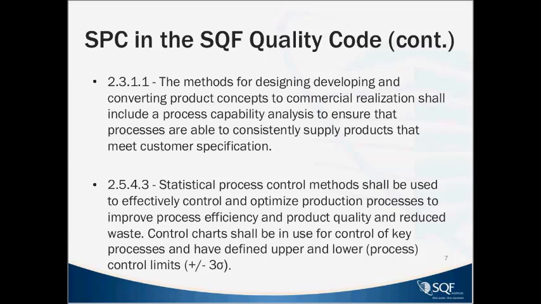The next one under 2543 makes specific reference to using statistical process control methods to control and optimize production processes. Control charts, it says, shall be used for control of key processes. It doesn't say all processes, it says key processes, and then obviously the requirement to have upper and lower control limits. And we're going to talk about those types of things in this presentation around control limits, where they come from, how you calculate them. We'll give you a little bit of a chance to try some of the number crunching out. Not too difficult, I hope, but give you a sense of how that's being done and a flavor for that.